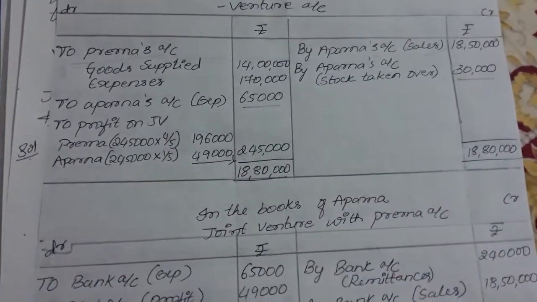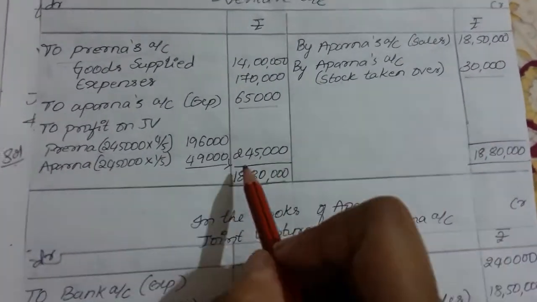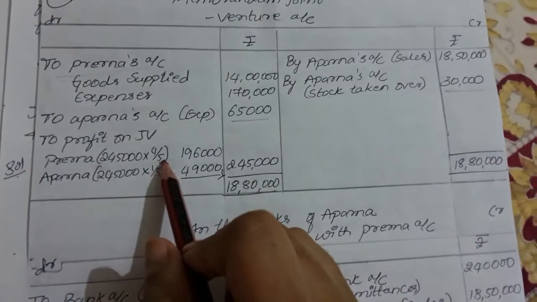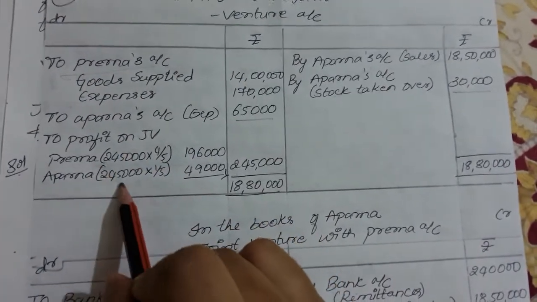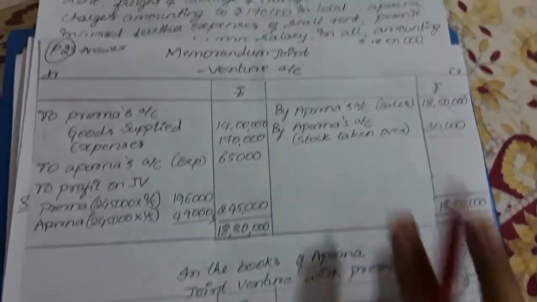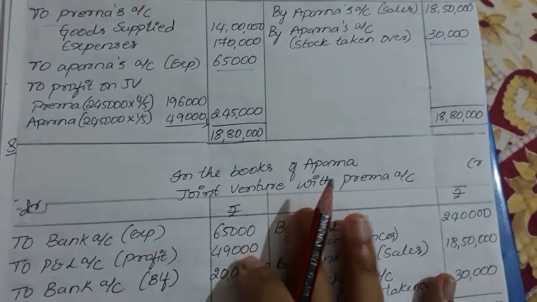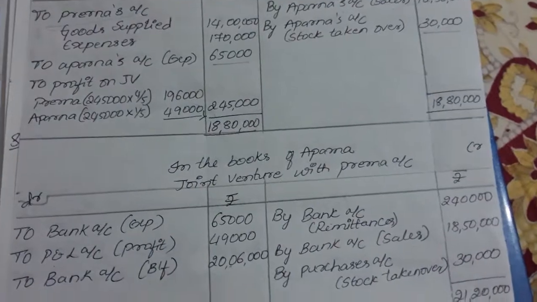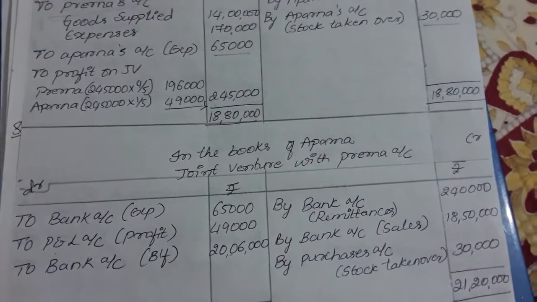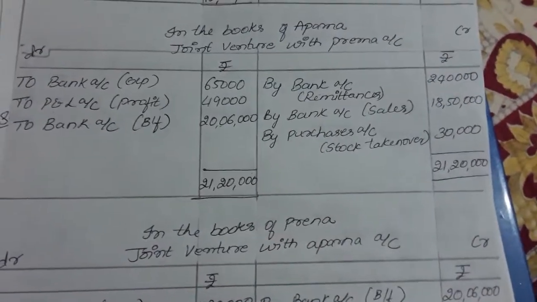That has already been mentioned in the question. So this 2,45,000 is divided among Prerana and Aparna. Next, after preparing the joint venture account, we need to prepare joint venture accounts in the books of Prerana and in the books of Aparna. This is the personal account of each of the co-venturers.